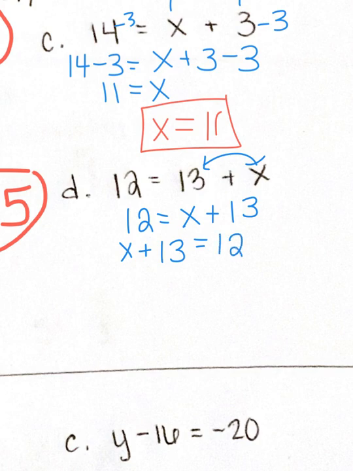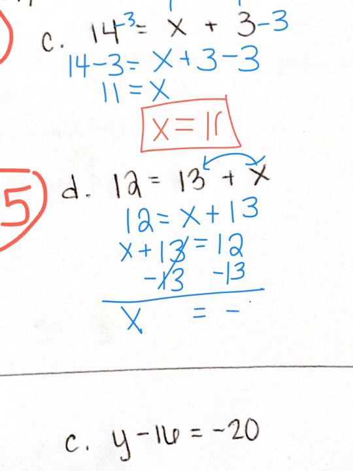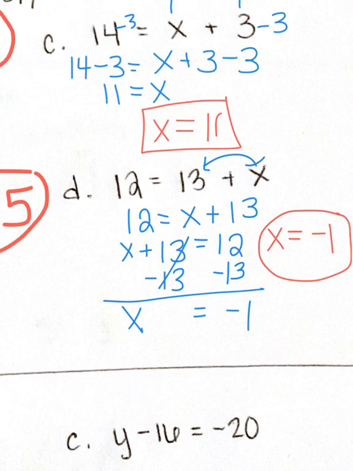And so then to isolate x, if I have x plus 13, I need to subtract 13 from both sides. If I do that, I get x, and then 13 minus 13 would be 0, equals 12 minus 13 would give me negative 1. So then my final answer is going to be x equals negative 1, like that.